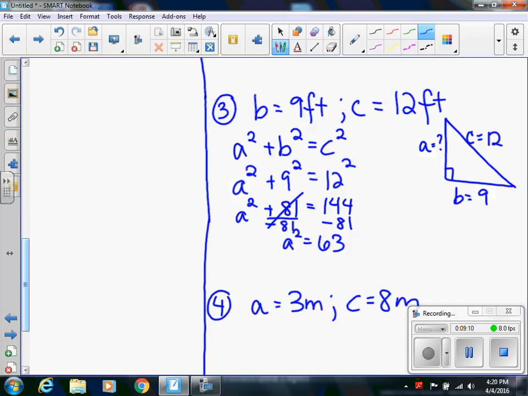Again, I need to find the square root of this. I'm just showing you the color just to remind you what we're doing there. Square root of both of these, that cancels out. So A is going to equal 7.9 feet. And that is my measurement for right up there, 7.9 feet.